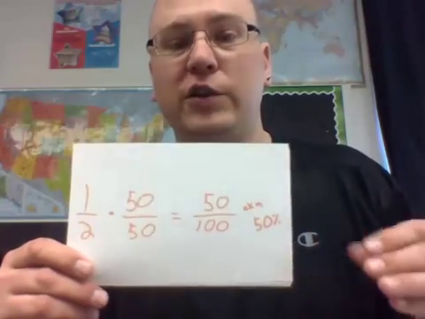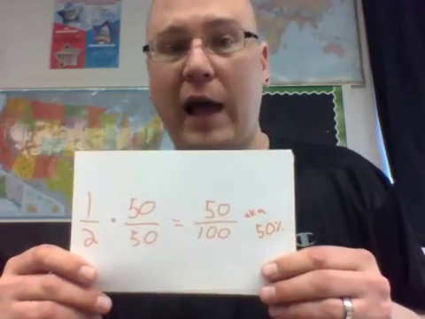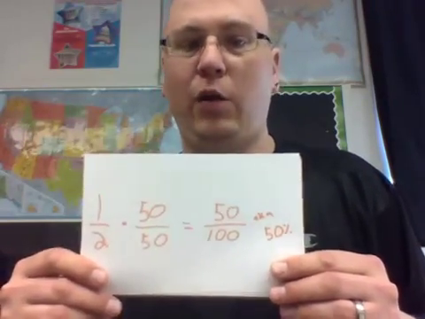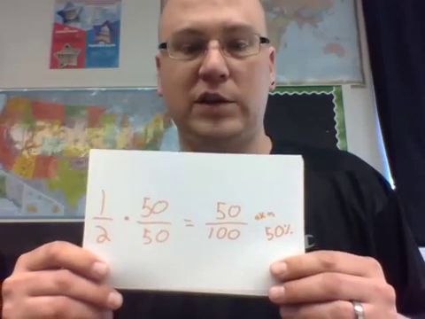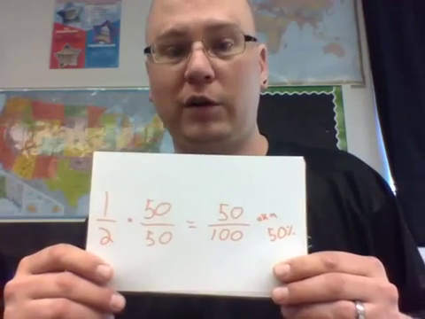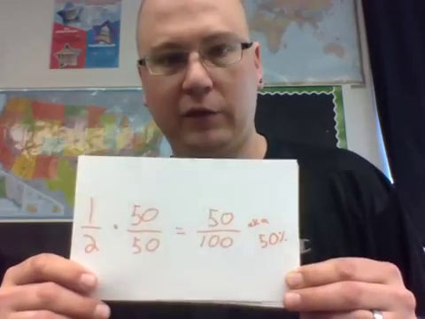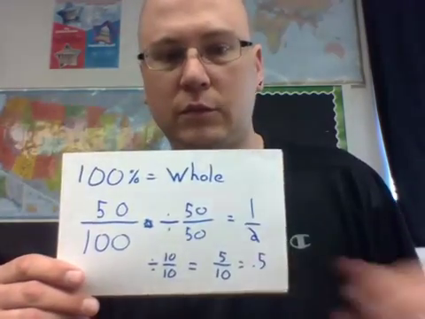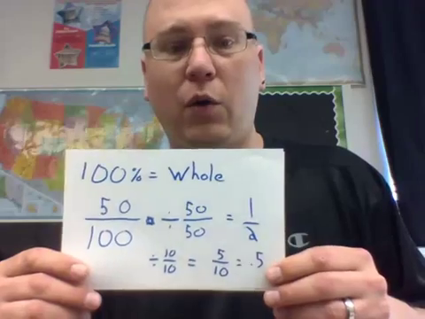For changing our fractions back into percentages, basically we're going to do the opposite, the inverse operation, right? We take our 1/2 times 50 over 50, which is equal to 1, and we get 50 over 100, otherwise known as 50%.